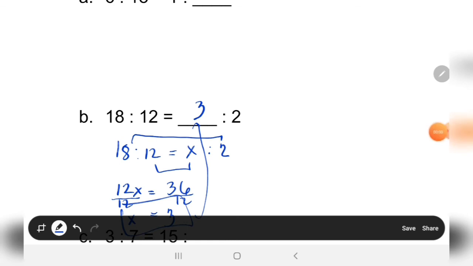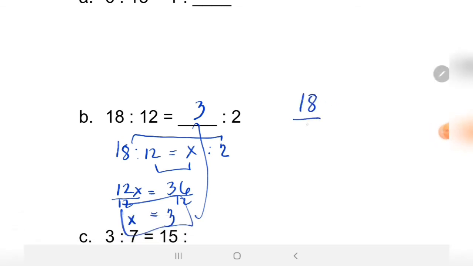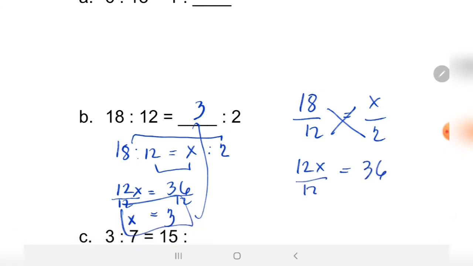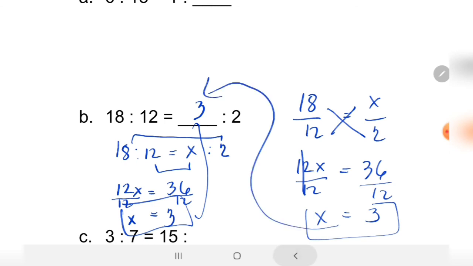3 to 2. Let's take the fraction form. 18 over 12 equals x over 2. Multiply the means, that would be 12 times x, and then in here the extremes, 18 times 2, that is 36, and then eliminate 12 so that we get only x equals, okay, so we got 3, the same.